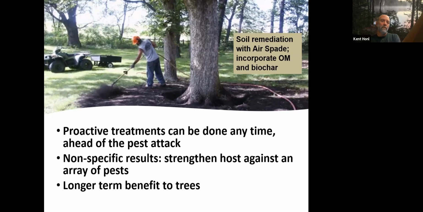So, this really is the frontier of arboriculture, if we can reduce our pesticide use as much as possible, and build up the resistance of the tree without the use of a lot of chemical things. That's really where we need to be going.